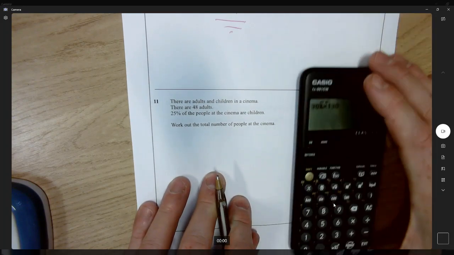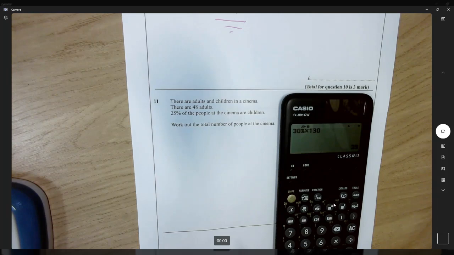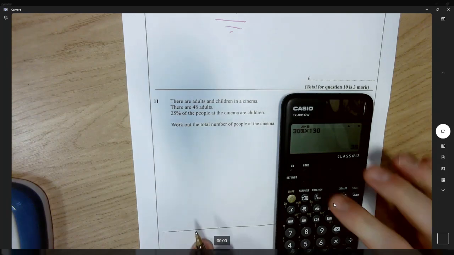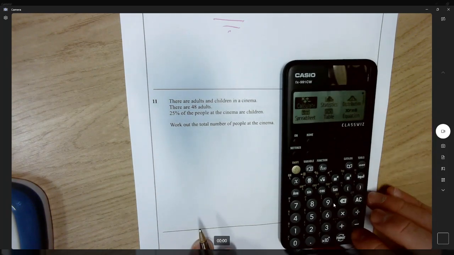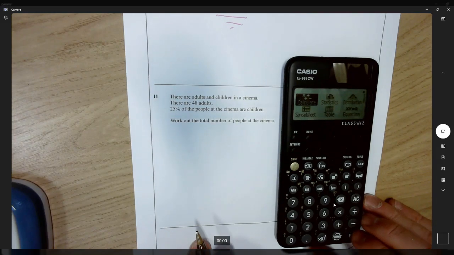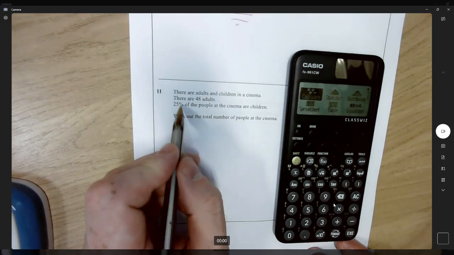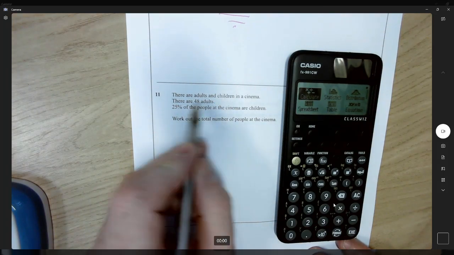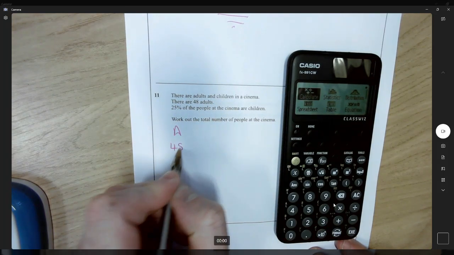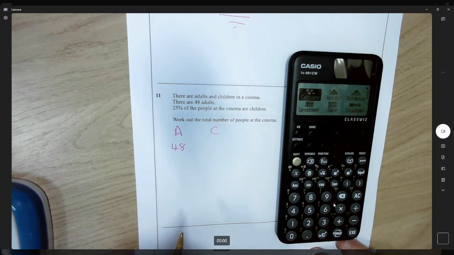So second one, similar type of question, just wordy. Can you have a go? And then when you want the answer, come back to the video. Okay, this is just an example of where a percentage skill may be embedded in the question. So it says it's adults and children. There are 48 adults and 25% of the people at the cinema are children. Work out the number of people at the cinema.